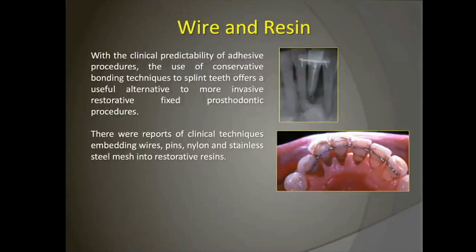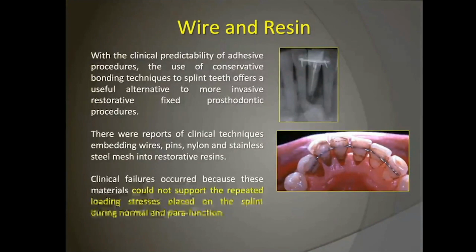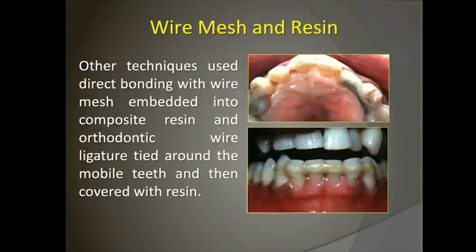There were reports of clinical techniques embedding wires, pins, nylon, and stainless steel mesh into restorative resins. The clinical failures occurred because these materials could not support the repeated loading stresses placed on the splint during normal and parafunction. When it came to wire, mesh, and resin, other techniques using this also didn't perform well.